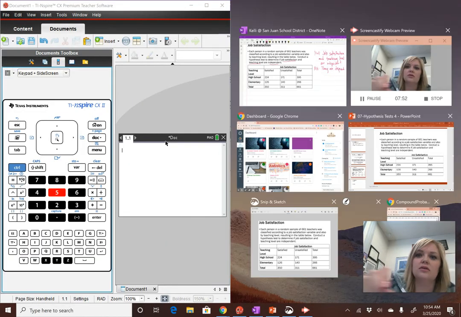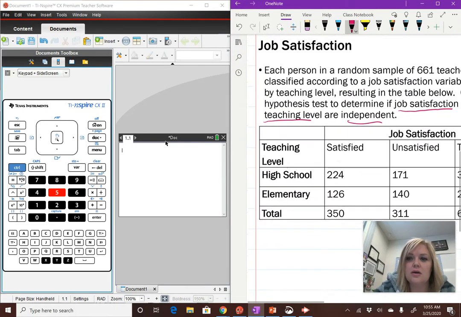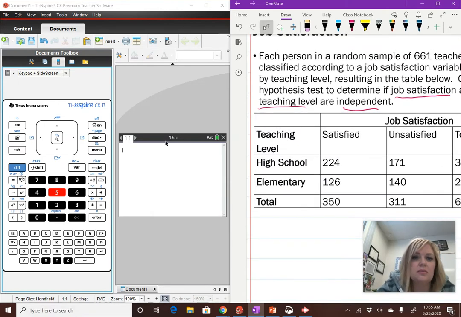And you guys haven't learned what a matrix is yet, but I'm going to show you where it is in the calculator.